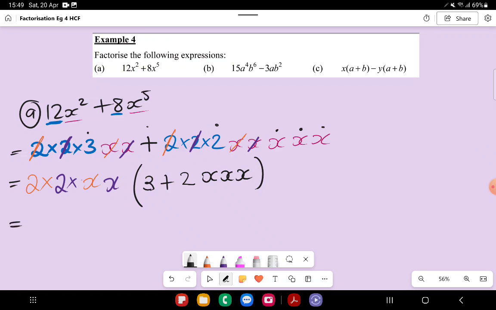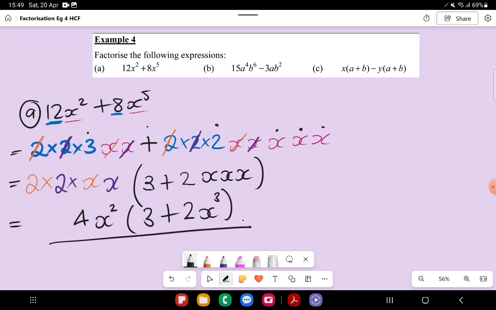I'm almost done with this question. Now I'm just going to synthesize everything. 2 times 2 is actually 4, and x times x is x squared. Then I open the bracket. 3 is on its own, plus 2 is on its own. x times x times x is x cubed. And that is my final answer. So what we have done here is we have taken out the highest common factor. The highest common factor is 4x squared, and that's what we've taken out. Let's do question B.